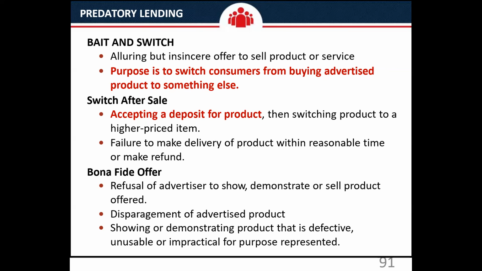Then the non-bona fide offer. That is a refusal of the advertiser to show, demonstrate, or sell the products that they offered, or disparagement of the advertised product. Once they get there, they tell you all kinds of things about how it's not good and you'll be better off if you buy this other one, because they're not showing or demonstrating a product that's defective in order to get you to buy something else. Also, the item is unusable or impractical for the purpose that was represented. This is not the item that was advertised.